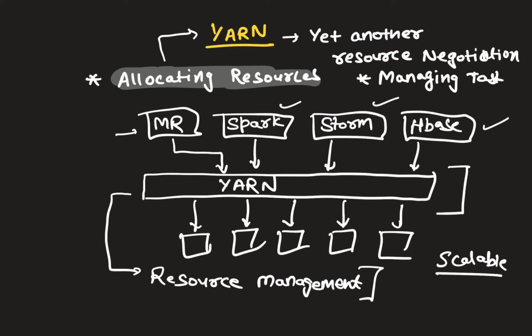And again, talking about all these resources, we are talking about CPU, we are talking about memory, and we are talking about the networking related stuff. So all these resources Yarn manages very efficiently. So these are the benefits of Yarn.